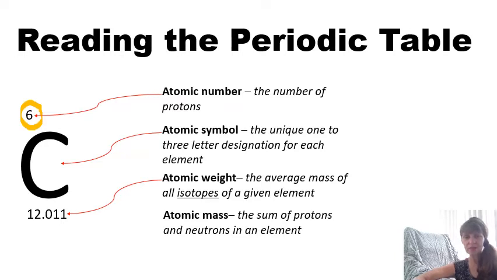The atomic mass, which is sometimes interchangeable with atomic weight, the atomic mass is the average mass of all isotopes in a given element. When we see the number 12.011, again, that indicates that there are probably a few more atoms of carbon that have an extra neutron.